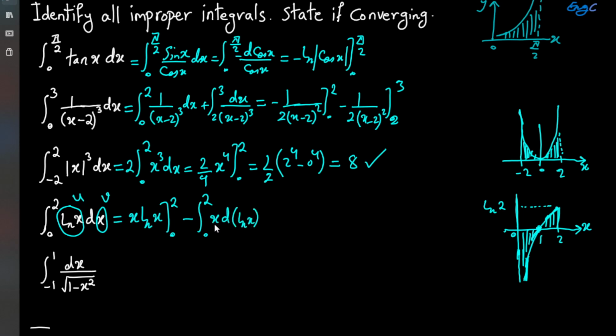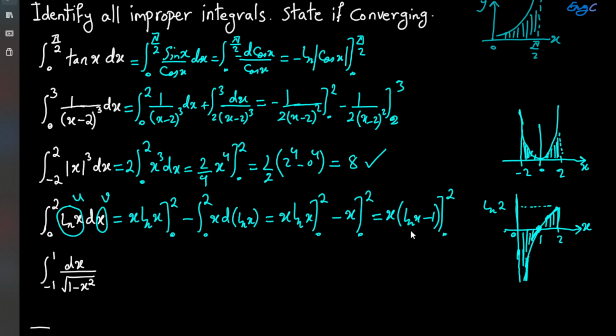Okay, let's keep this for a second. What I have is x ln x from 0 to 2, and then for the other one, d ln x is 1 over x. That cancels out with this x, so it becomes the integral from 0 to 2 of dx, which will return negative x from 0 to 2. You can effectively rewrite it this way if you want: x ln x minus x from 0 to 2.